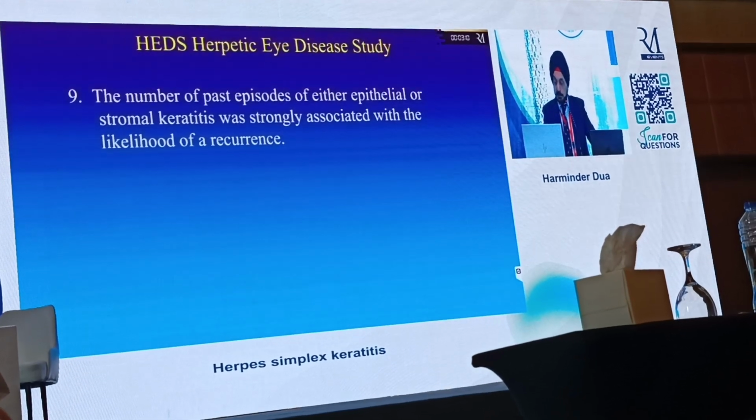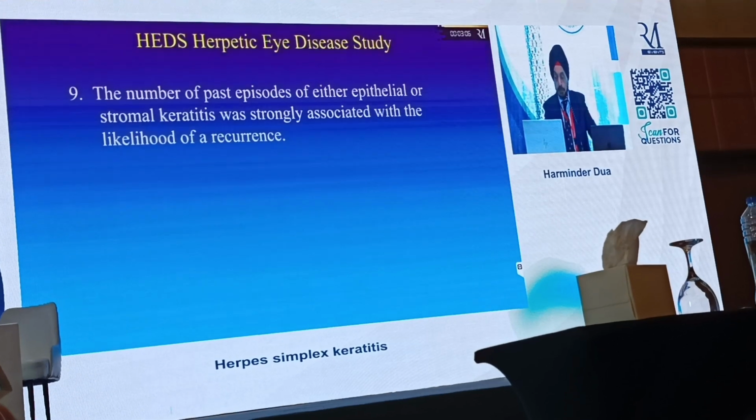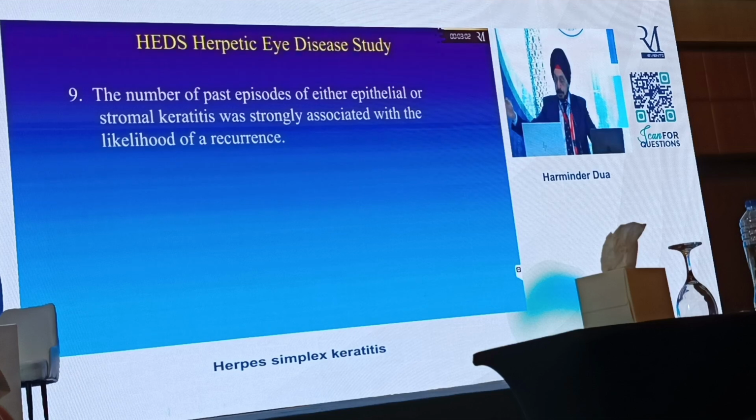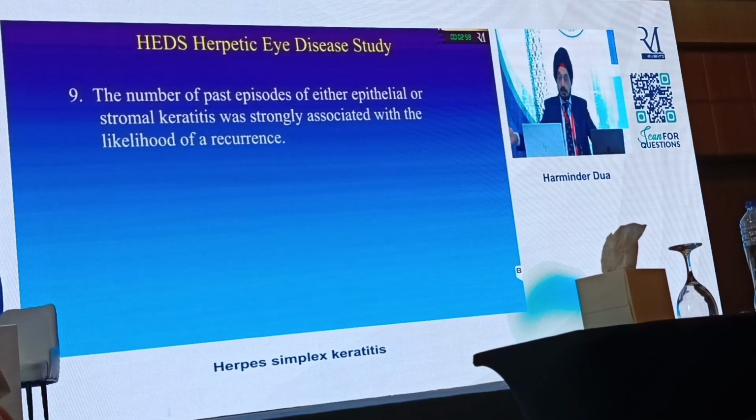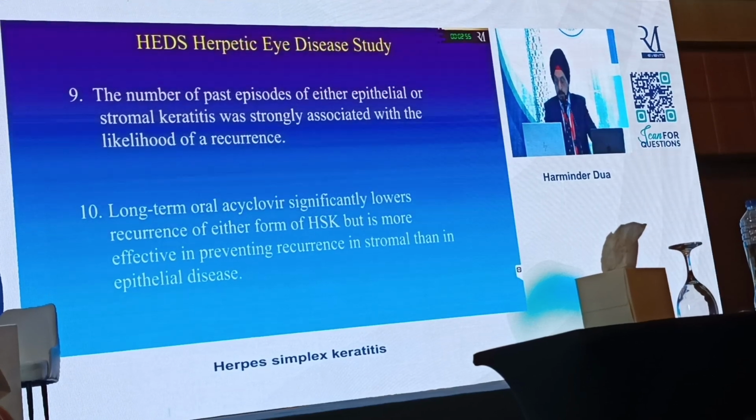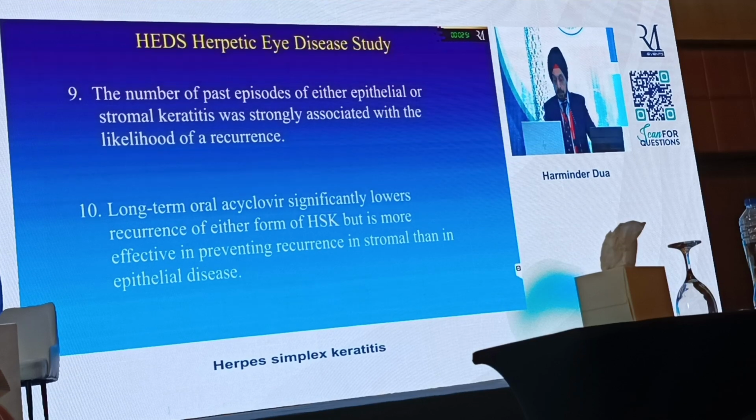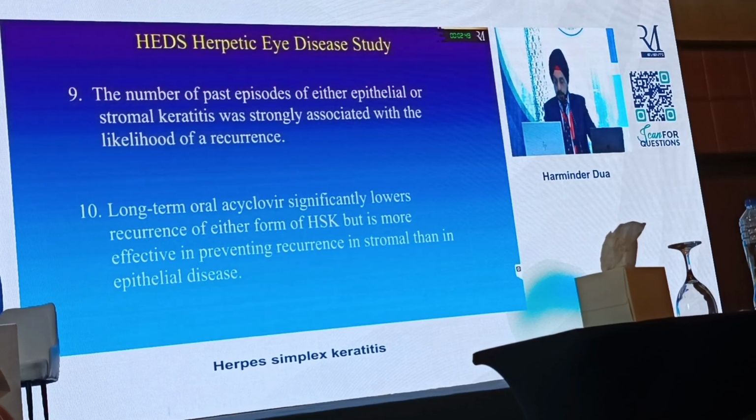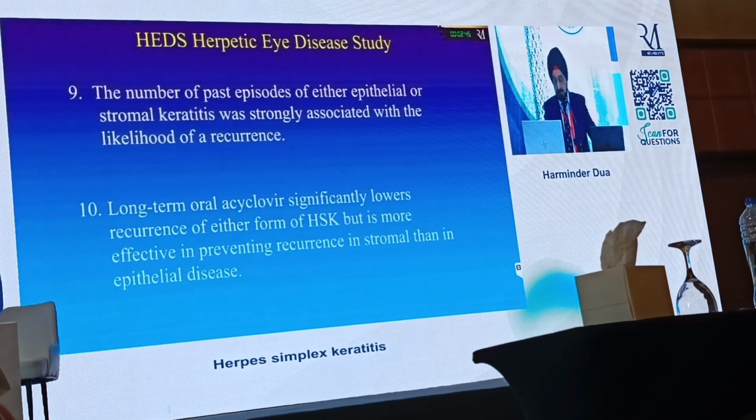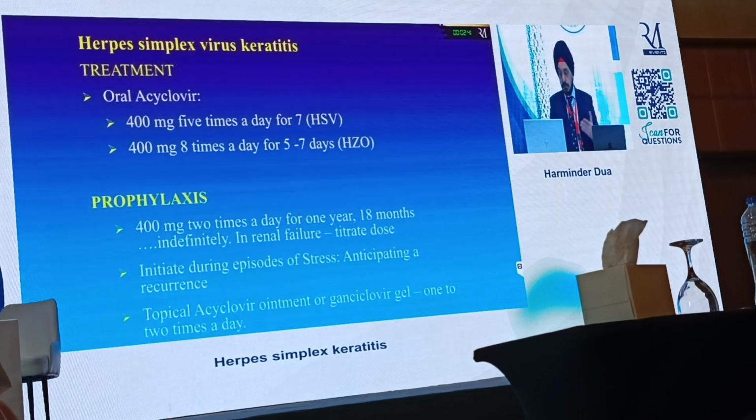The number of past episodes of epithelial or stromal keratitis is strongly associated with the likelihood of recurrence. So somebody comes with a history of many previous episodes, those people you definitely put on long-term acyclovir therapy. Long-term acyclovir significantly lowers the recurrence of HSV keratitis, but is more effective in preventing the stromal disease. So for both, you can use them. So that's the way we do the treatments.